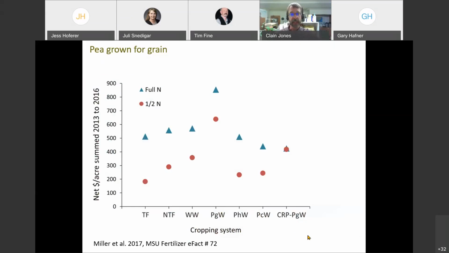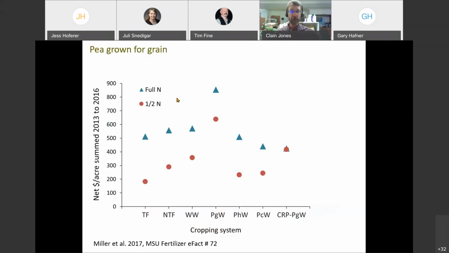In that same study 5 miles west of Bozeman, I want to show you net profit over the period from 2013 through 2016. So this again is for those 7 different systems that I discussed. The blue triangles are when a full rate of nitrogen was applied, meaning 3 pounds of nitrogen per bushel. The red circles are when half nitrogen rate was applied. So essentially in every case, applying more nitrogen did increase profit.